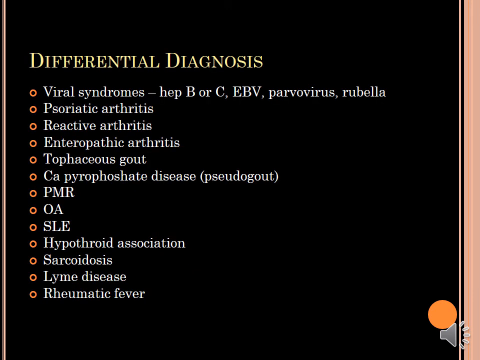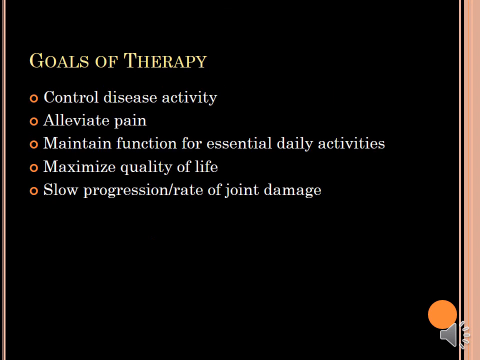Differential diagnosis includes viral syndromes with hepatitis B or C, EBV, psoriatic arthritis, reactive arthritis, SLE, and sarcoidosis. These are some important differential diagnoses to look for when a rheumatoid arthritis diagnosis is made. Now, regarding goals of therapy, we have to control disease activity, alleviate pain, maintain function for essential daily activities, maximize quality of life, and slow the progression or rate of joint damage. These are the goals of therapy.